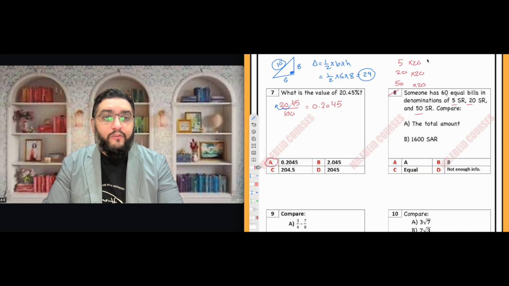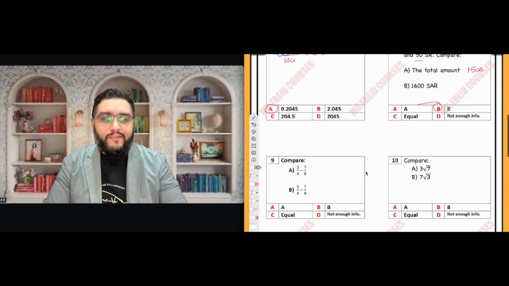Multiply to find the total amount. 5 times 20 equals 100. 20 times 20 equals 400. And 50 times 20 equals 1,000. Just add 100 plus 400 plus 1,000. Their sum will be 1,500. So the answer is B, which is 3.